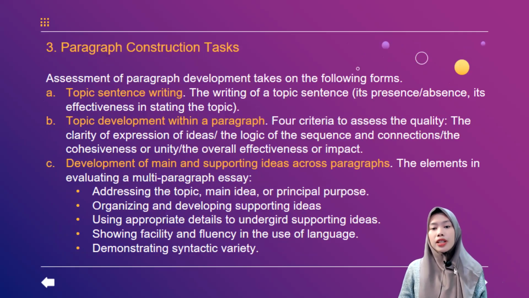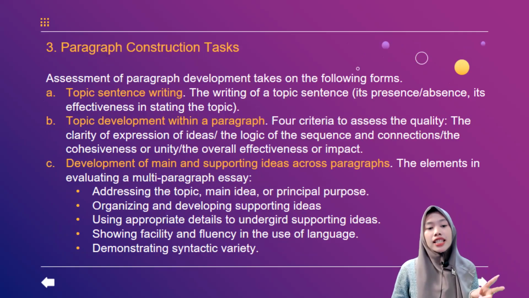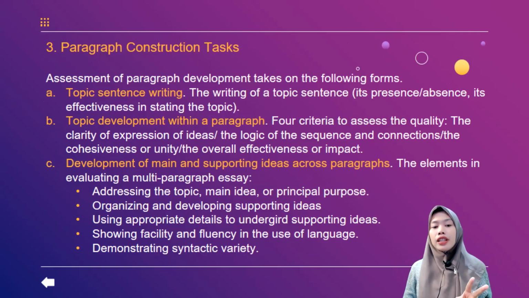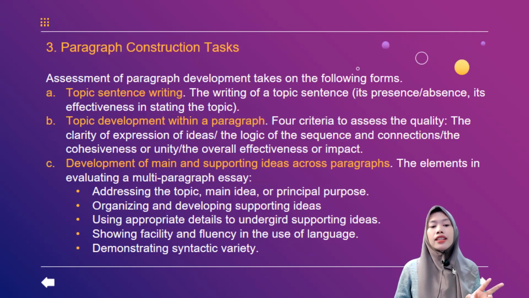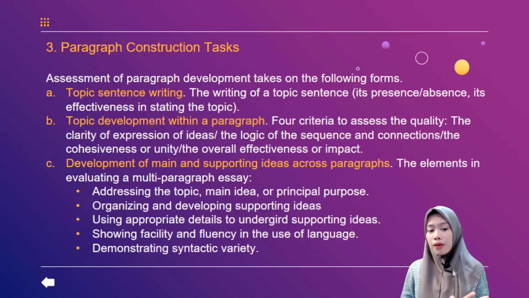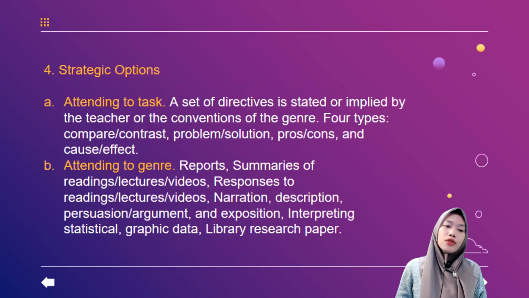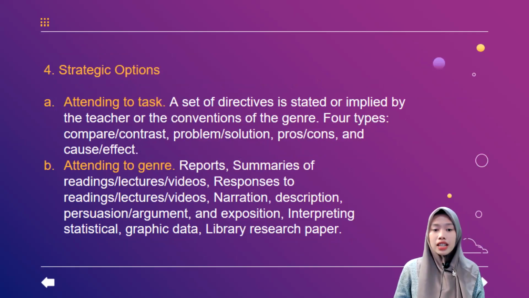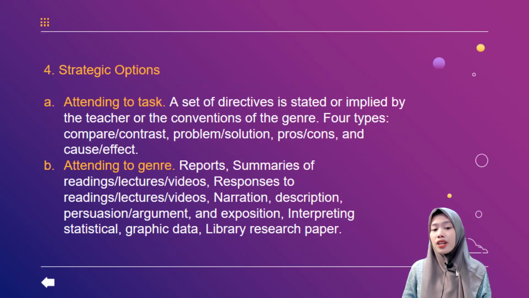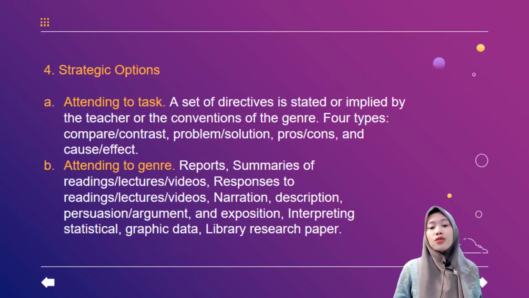Assessment of paragraph development tasks takes on the following form. The first is topic sentence writing. The second is topic development within a paragraph. And then the third is development of main and supporting ideas across paragraphs. And the fourth is strategic options, including attending to task and then attending to the genre. Just like report summaries of reading lectures, videos, response to reading lectures or video, narration, description, and etc.